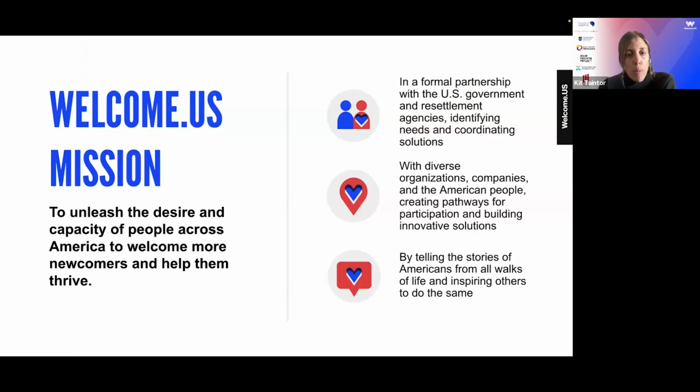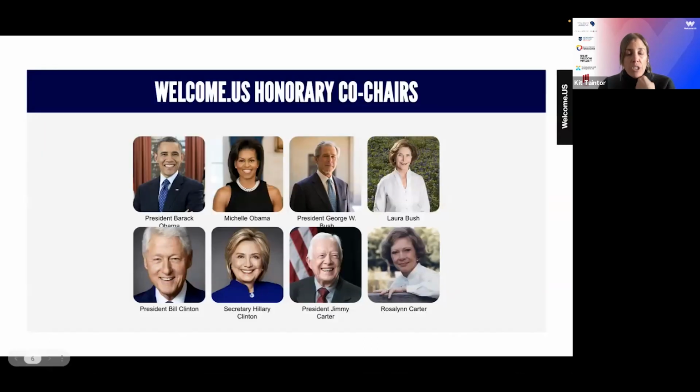We do work in formal partnership with the United States government and alongside over 800 nonprofit organizations across the United States, from well-known organizations like Rotary Club International to local organizations such as those that support newcomers in all of the cities that you reside in across the United States. We are fortunate to have these 4 past presidents and first ladies as our honorary co-chairs, and we thank them for their commitment to a stronger nation.